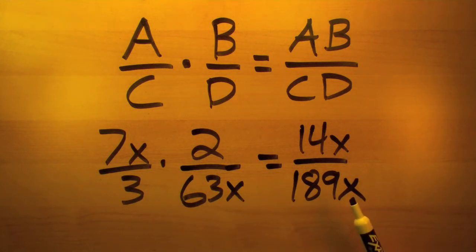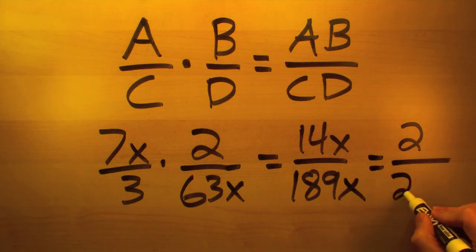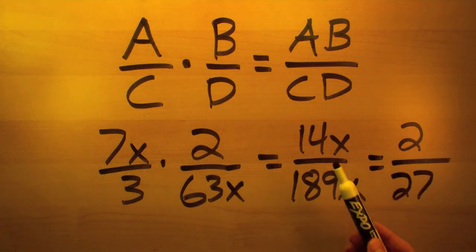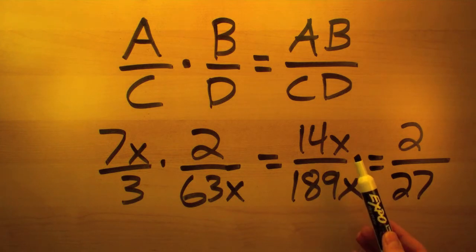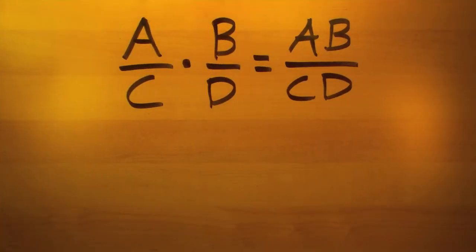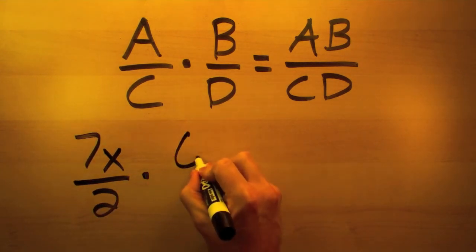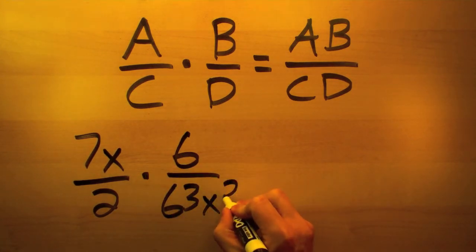So we've completed the multiplication, but we may need to simplify. When we consider the number part, let's divide the top and bottom by the largest number that divides both 14 and 189. That would be 7, giving us 2 over 27. And our x's cancel on the top and bottom, right? Divide the top and bottom of this fraction by x, and the x's are completely gone, leaving us with 2 over 27.